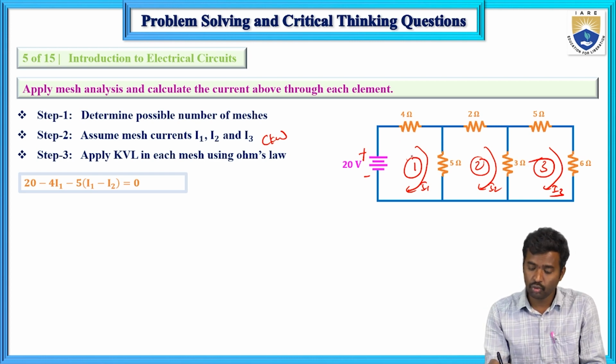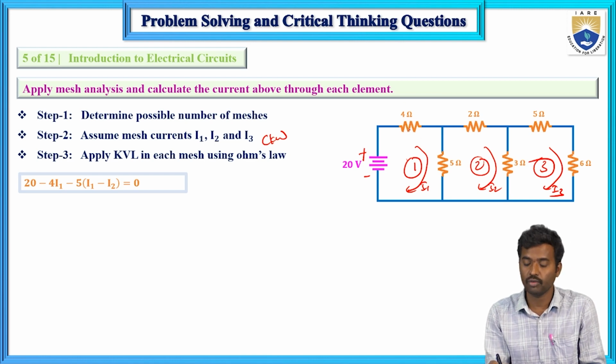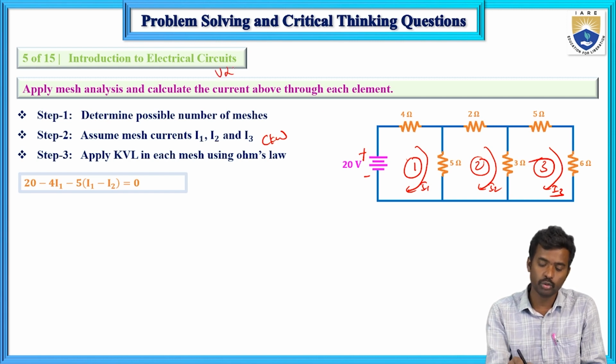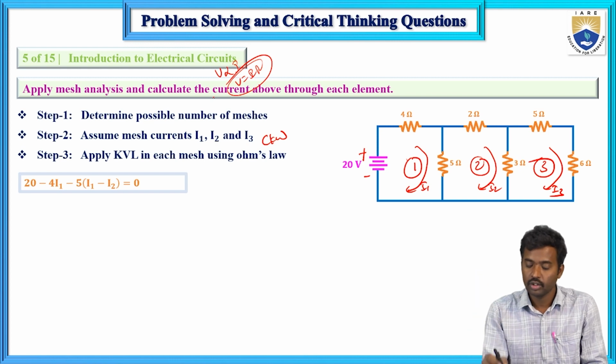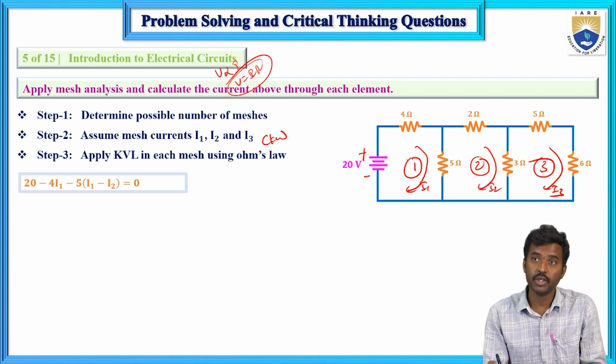Now this is 4 into I1 using Ohm's law. Ohm's law means here V is equal to IR. Voltage across any element is directly proportional to the current, V is directly proportional to the current, and V equals IR, where R is a proportionality constant. And this V equals 4 into I1. In terms of mesh currents only, you write the KVL equations. Using Ohm's law, 20 minus 4 into I1 and 5. For this case, the voltage across this 5 ohms.